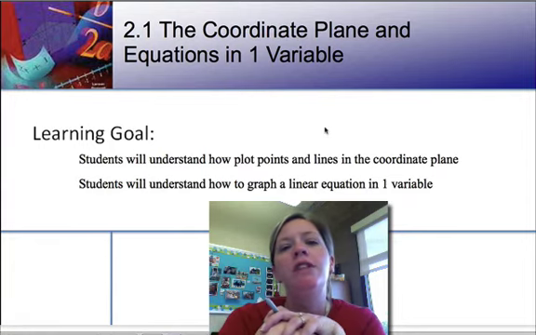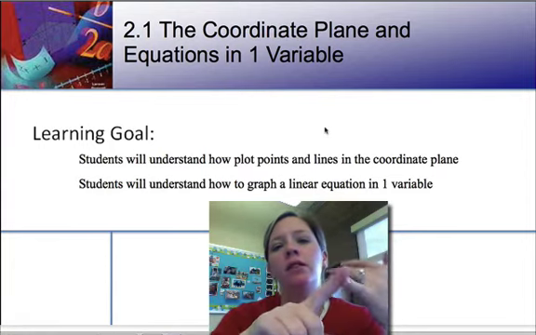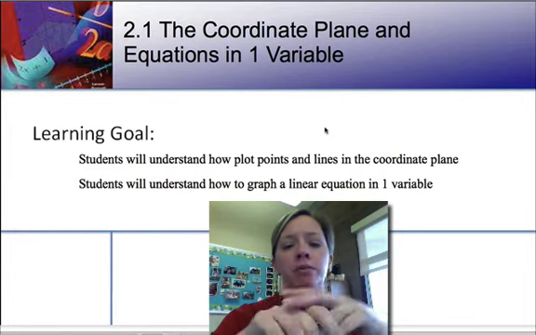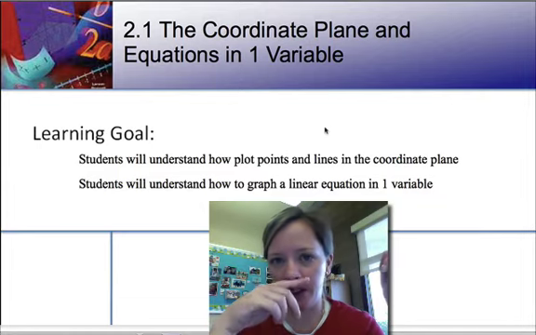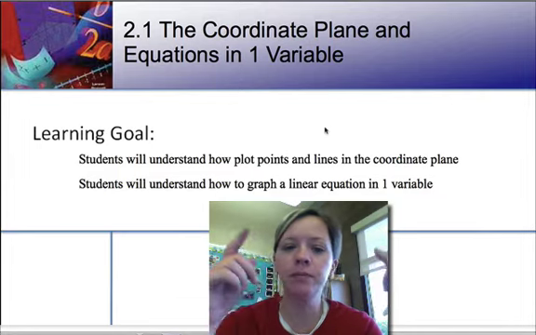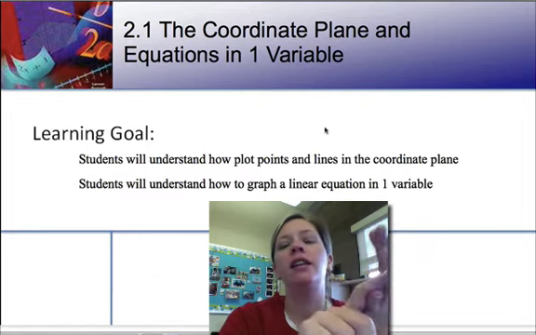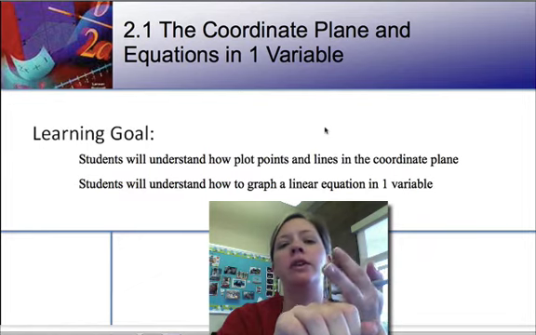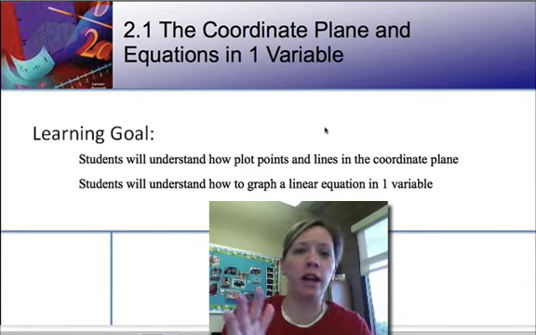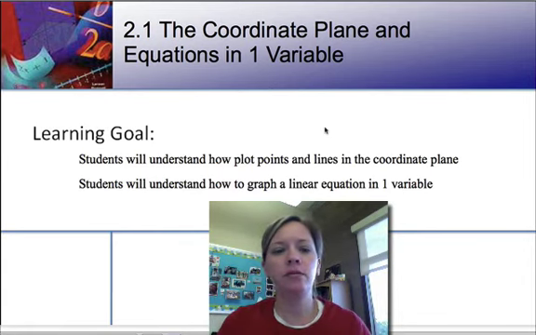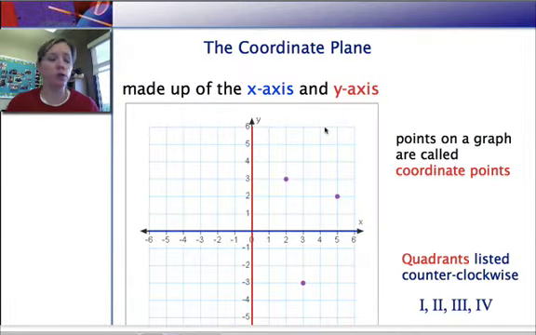Okay, for this we're going to focus on the coordinate plane and graphing equations that have only one variable. So we actually have two different success criteria or learning goals that we're going to focus on. One is knowing how to plot points and lines in the coordinate plane, and then the other one is knowing how to graph a linear equation in one variable. That means there's only x or y involved. So let's start. The first thing is we have to go over the coordinate plane.